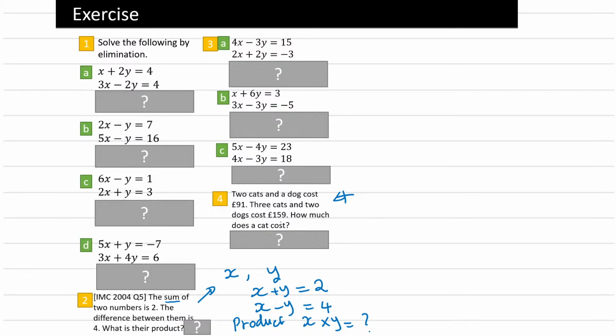I'll let you do number 4 on your own. Give it a go. This is going to be done next week. We're going to solve worded questions, and we're also going to solve simultaneous equations by the substitution method.